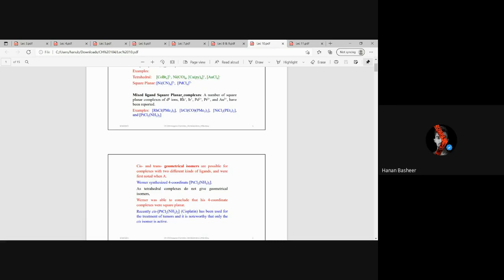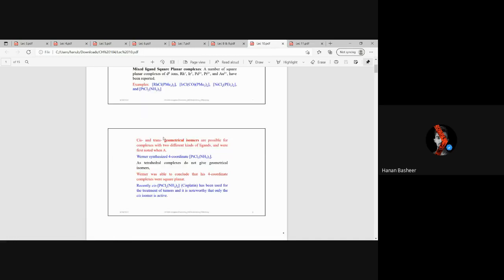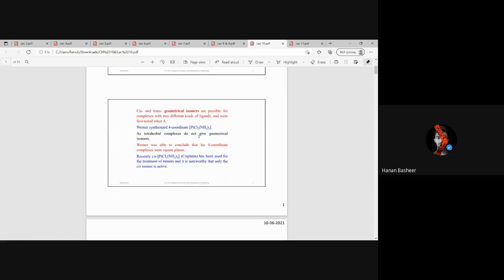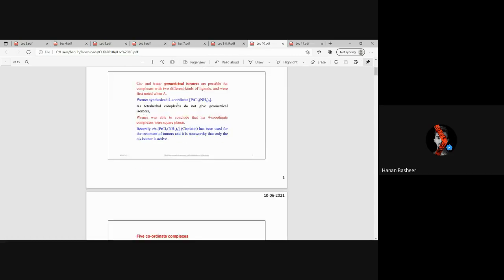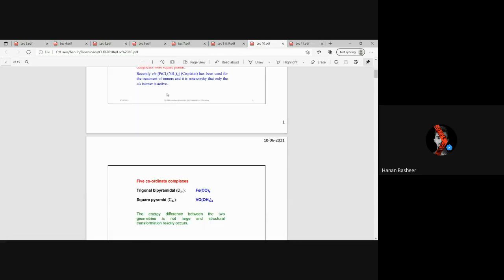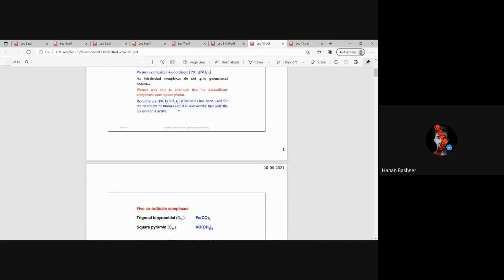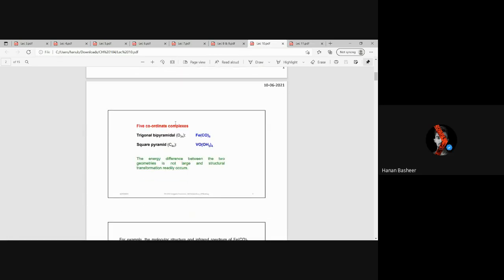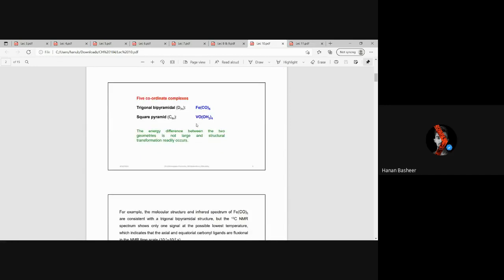Then mixed ligand square planar complexes, where the square planar will mostly have D8 configuration and mostly greater splitting energy. Then cis and trans geometrical isomers are possible with complexes with two different types of ligands. One is synthesized, this PtCl2 and NH3 2, which is the platinum. Cisplatin is also used for the treatment of tumors and other cancer, and it is noteworthy that the cis isomer is active.